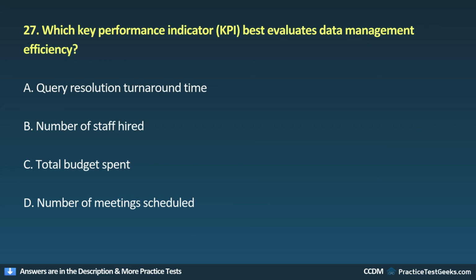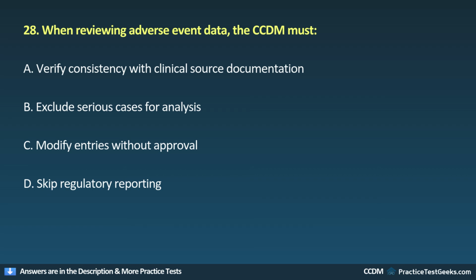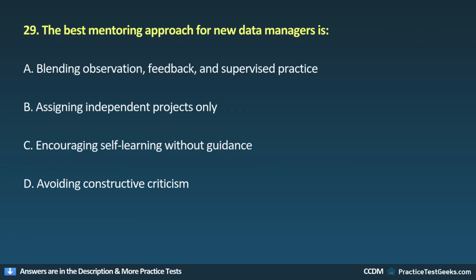27. Which key performance indicator (KPI) best evaluates data management efficiency? A. Query resolution turnaround time. B. Number of staff hired. C. Total budget spent. D. Number of meetings scheduled. 28. When reviewing adverse event data, the CCDM must A. Verify consistency with clinical source documentation. B. Exclude serious cases for analysis. C. Modify entries without approval. D. Skip regulatory reporting.